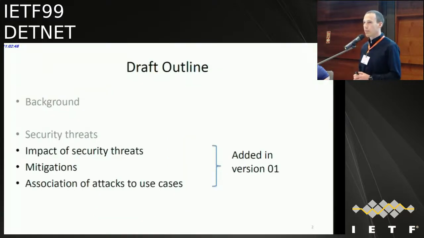Okay, so this is basically the outline of the draft. As you can see, we've made some significant progress in the last few months. Actually, in the current revision of the draft, there's quite a bit of new text. And the draft mainly consists of security threats, which means how an attacker can attack a DetNet system. Impact, which means what happens if there's a successful attack. Mitigations, which means how we can try to mitigate or solve some of these problems or attacks. And finally, there's some discussion about use cases. So now we're going to talk a bit about each of these different sections.